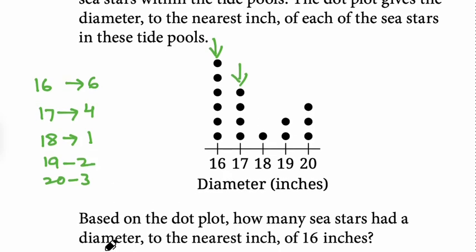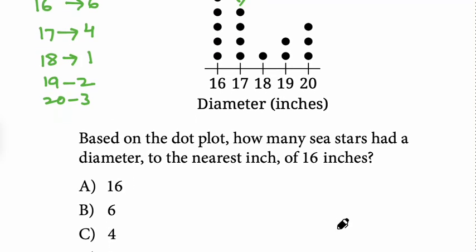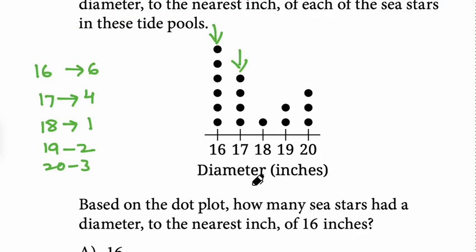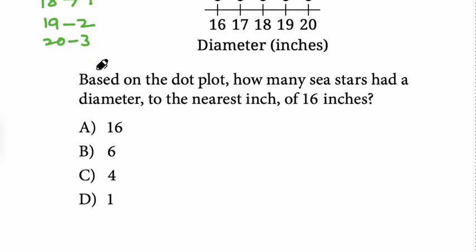Let's see what is asked. Based on the dot plot, how many sea stars had a diameter to the nearest inch of 16 inches? Okay, so simply you have to read the data. 16 inches is the diameter for 6 sea stars. Let's see. Yes. So B is the right option, right? I hope you got both the questions.